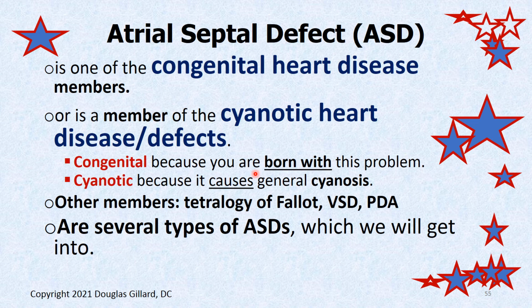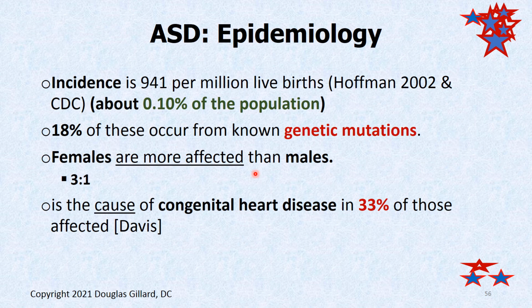There are other members of this family: tetralogy of Fallot, ventricular septal defect, patent ductus arteriosus. Some also include, as a heart defect, the stenosis, the coarctation of the aorta. Remember we talked about that in lecture and lab, where you get a congenital narrowing of the descending aorta, usually right after the aortic arch. But that wouldn't be a cyanotic heart defect, because that's not going to cause cyanosis. All right, we'll get to each one of those.